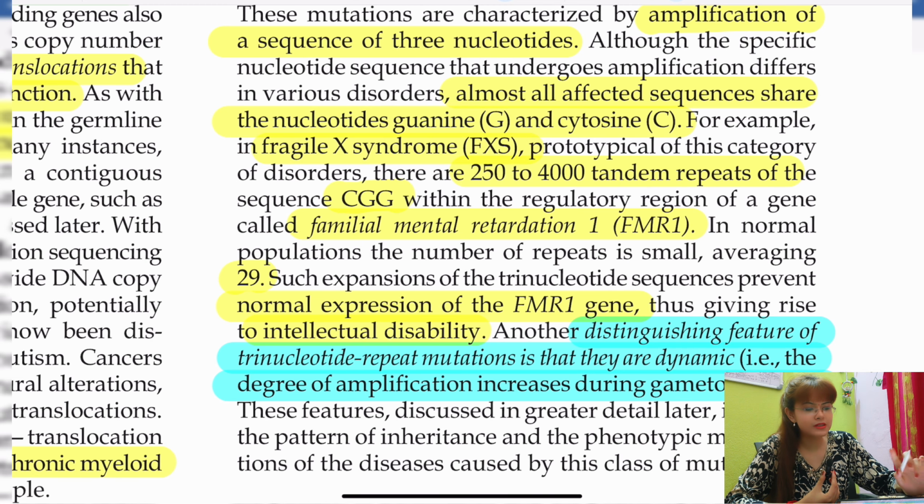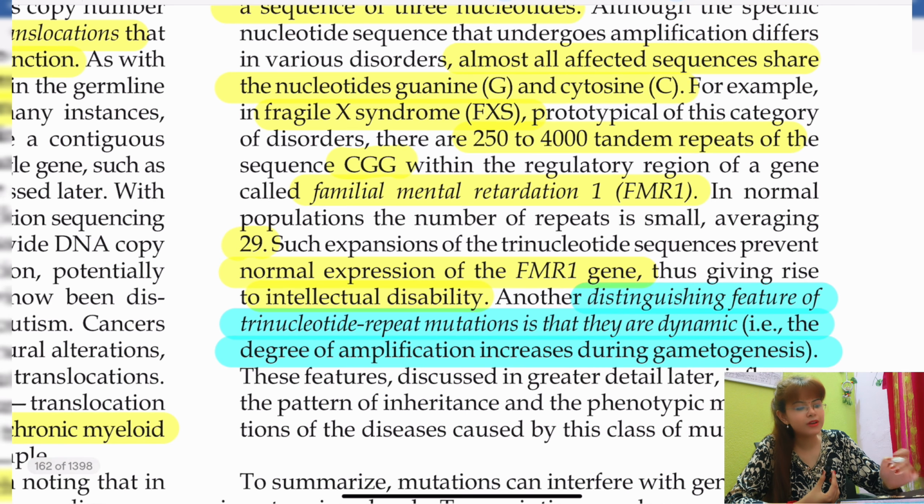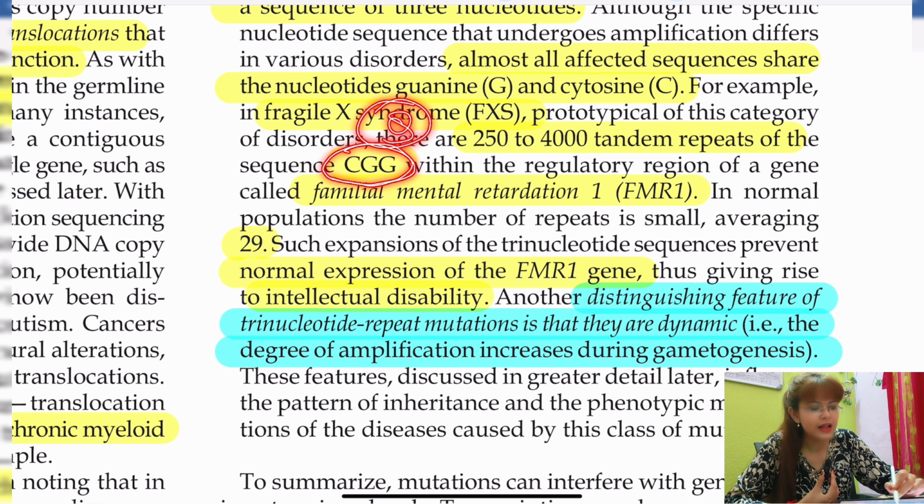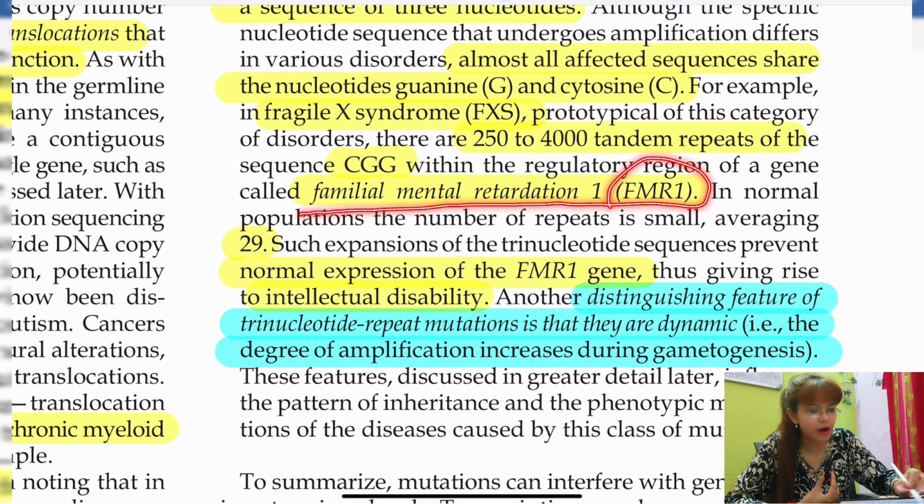All the important points, I'm going to discuss later in this chapter, are very, very important. So what's happening? Usually there are 29 repeats, but in Fragile X syndrome, the repeats of CGG, okay, CGG, very, very important questions, are repeated 250 to 4,000 times, okay, in the gene known as familial mental retardation 1, or the FMR1 gene, okay.